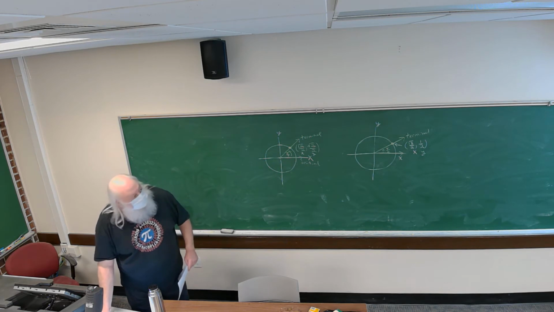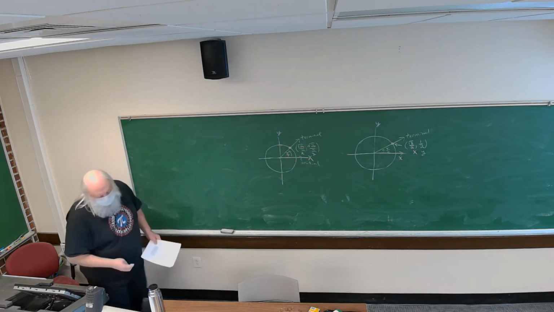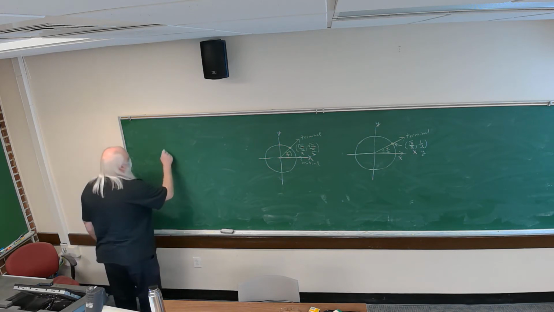And then we have the angle t equals pi over 3 radians. So again, here's my unit circle.